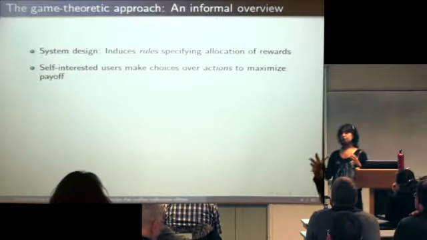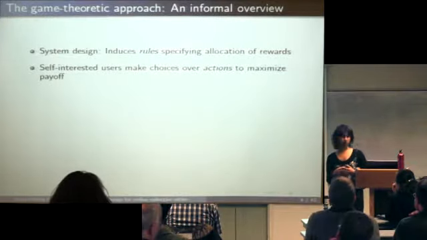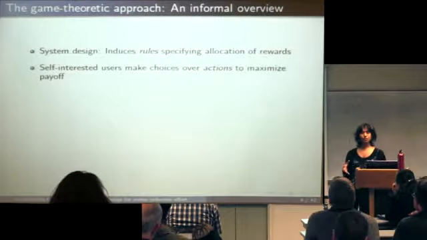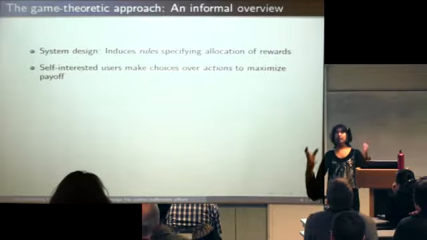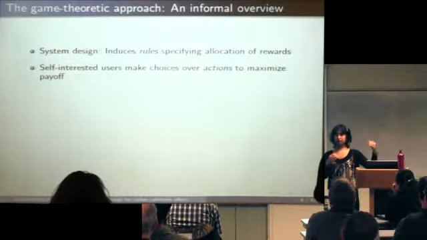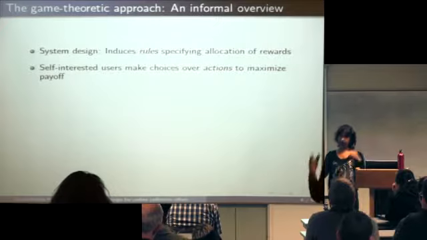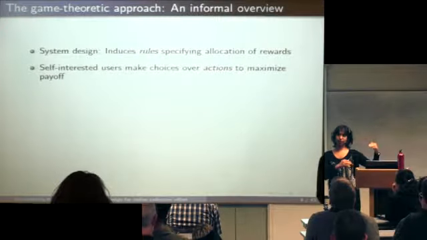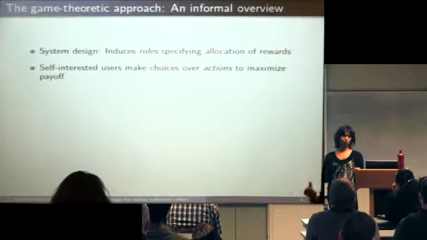So when you think about a system, such as Amazon reviews or question-answer forums like Yahoo Answers, the design of the system induces some rules which specify how rewards are allocated. There is actually a first part which even specifies what those rewards are. For example, when you look at YouTube, the fact that it has a like button means that people can give you attention type of feedback. So there is a first aspect of system design which even specifies what kinds of rewards are available. But there's a second aspect which specifies how those rewards are allocated.